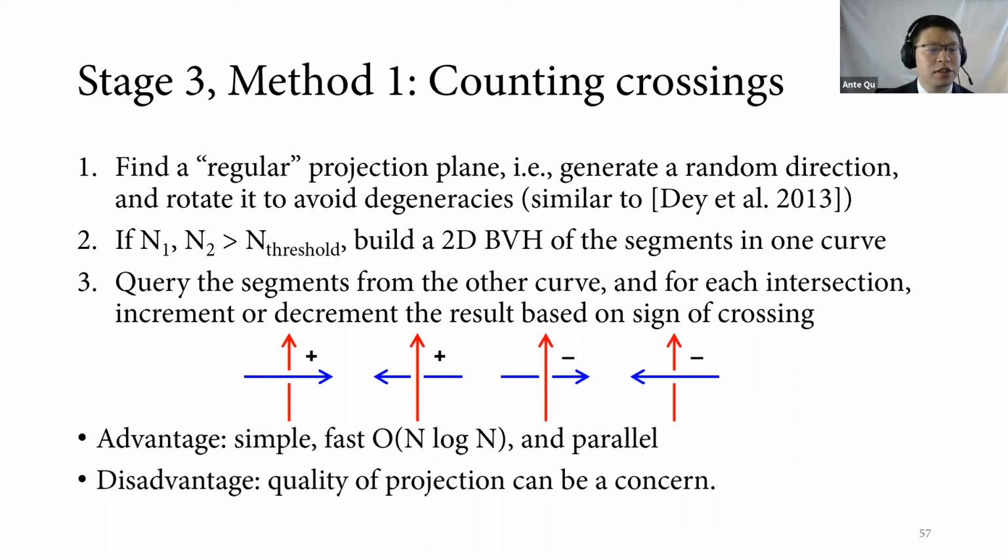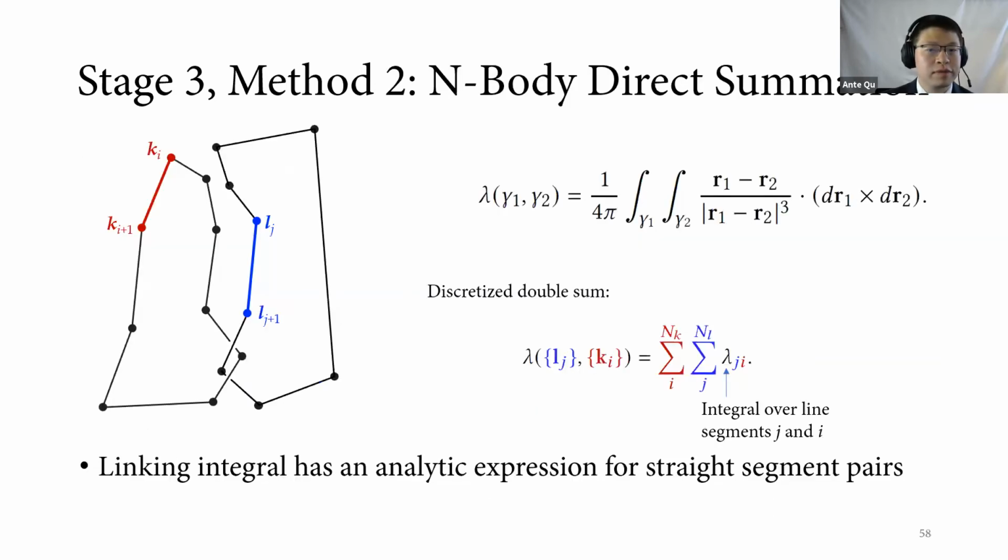So if this is a concern, we also explored methods that use the Gauss linking integral. So the second approach is doing an N-body direct summation of the linking integral. We can rewrite this integral as a double sum of integrals over line segment pairs. We call each line segment pair value lambda ji. And this would correspond to the integrand evaluated over a single pair of segments, in this case between the red and blue segments.